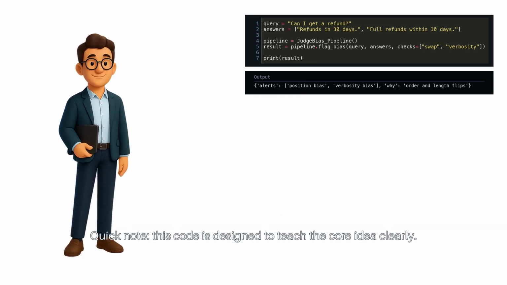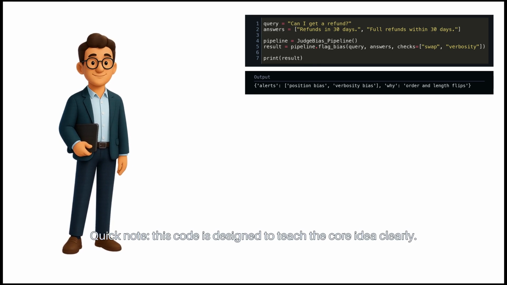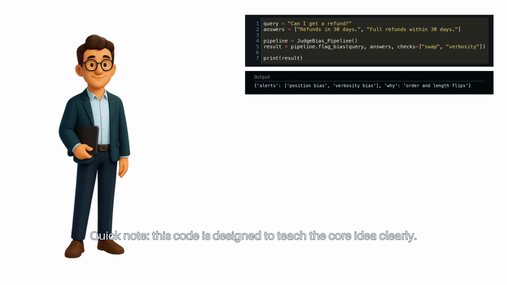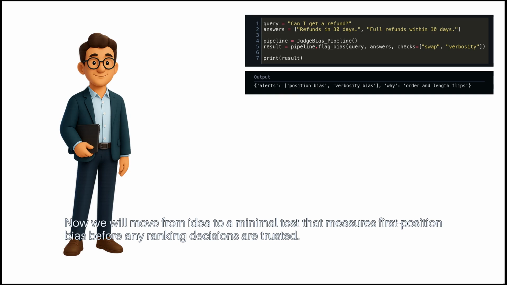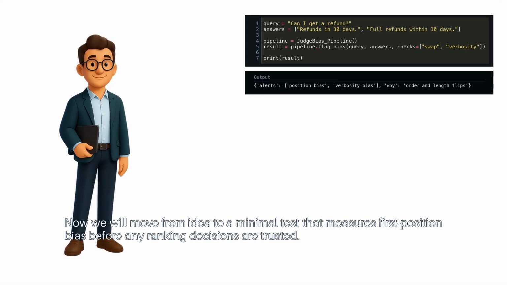Quick note, this code is designed to teach the core idea clearly. Library versions and local setups can vary, so check the official docs if your setup behaves differently. Now we will move from idea to a minimal test that measures first position bias before any ranking decisions are trusted.